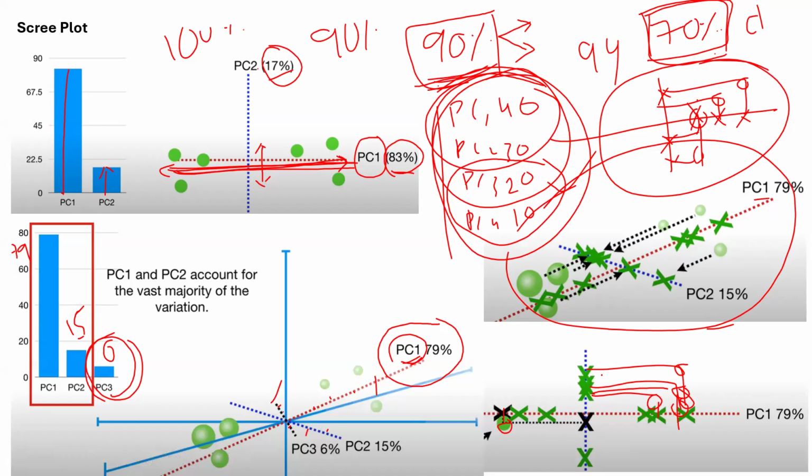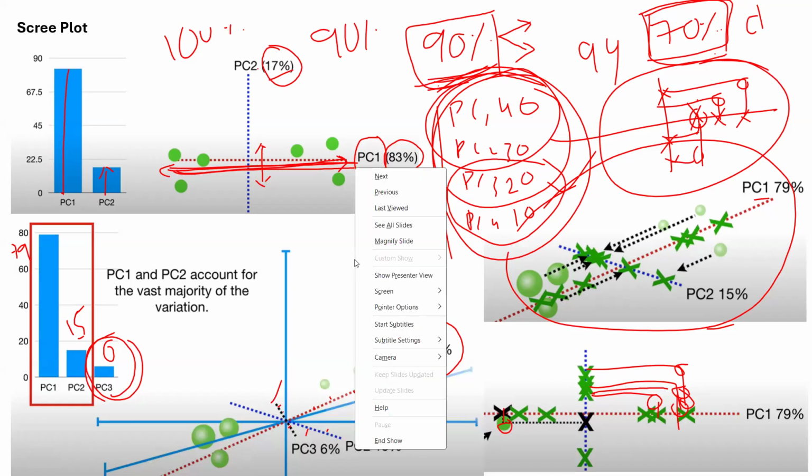Is that clear how it actually is reducing the dimensions in PCA? Understood? Yeah.